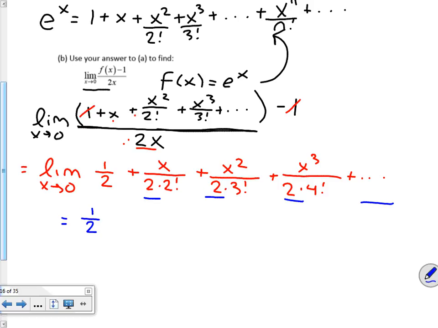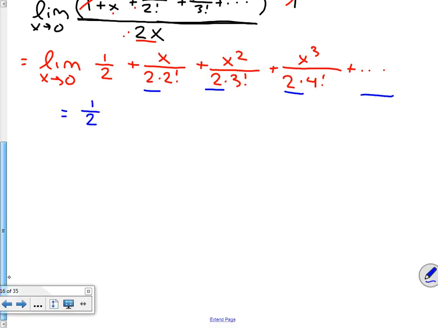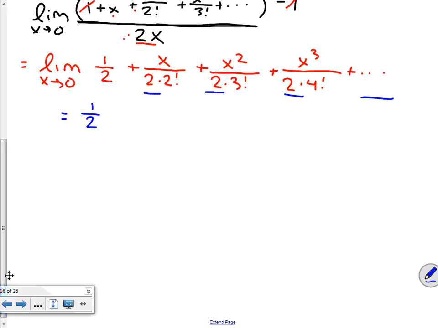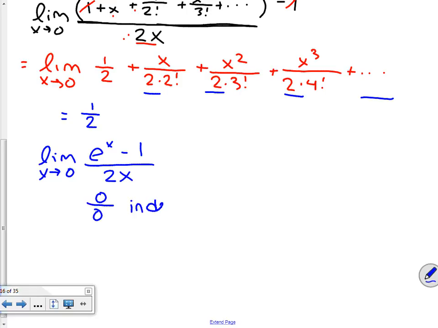There is a secondary way to do it, though. Think back to chapter 3 or 4, maybe, when we started with derivatives. And let me write e to the x instead of f of x this time. So just subbing in that e to the x. If I plug in 0, I get the indeterminate form 0 over 0. 0 over 0 is indeterminate. So I can use L'Hopital's rule.